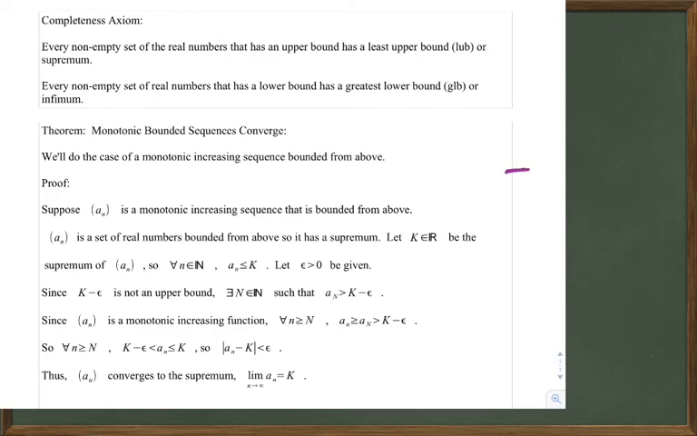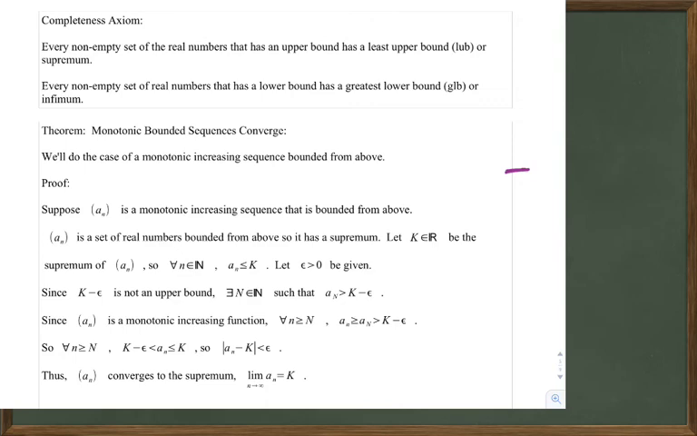So before we get to the theorem, we have something called the Completeness Axiom. And it says every non-empty set of real numbers has a least upper bound. Oh, I'm sorry, I missed it because I have my pause buttons in the way. Okay, so every non-empty set of real numbers that has an upper bound has a least upper bound. Sometimes it's abbreviated LUB, or sometimes it's called the supremum. Every non-empty set of real numbers that has a lower bound has a greatest lower bound, sometimes abbreviated GLB, and it's also called an infimum. So we have a theorem here.